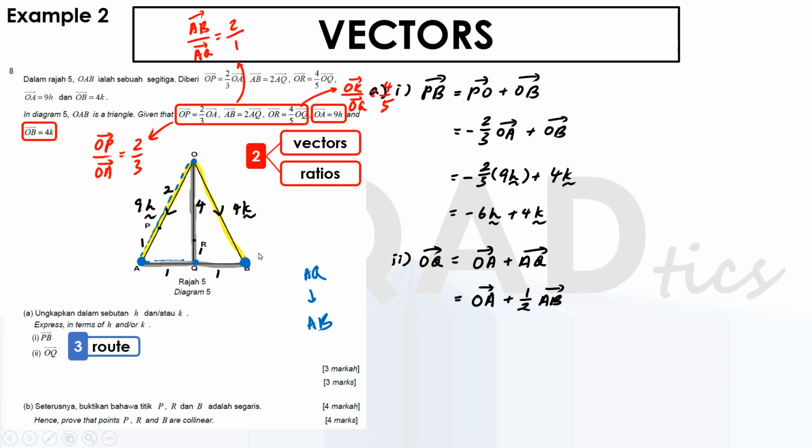Right? So what I will do is I will choose the route from A to O and O to B, because both of these lines are highlighted in yellow, which the vectors are given. Okay, so OA I will remain. For AB I will change to AO plus OB. Right? So OA here I would use 9H.